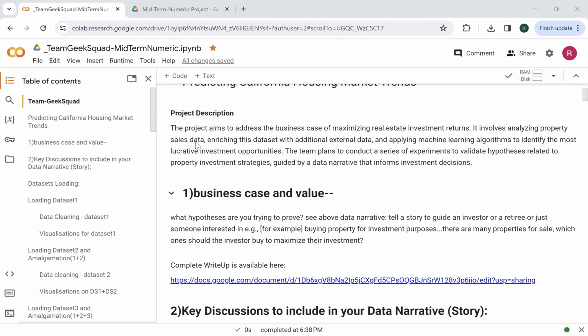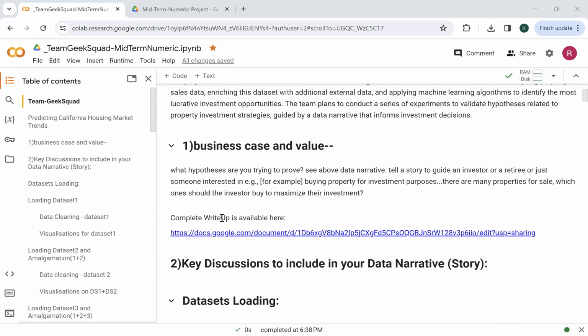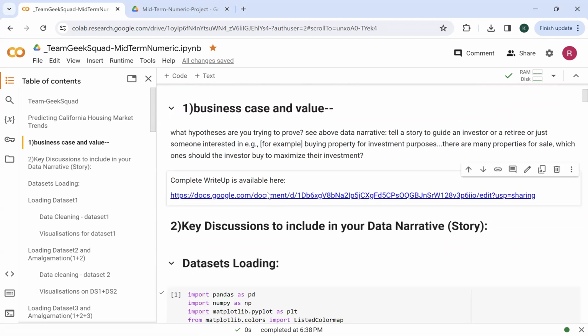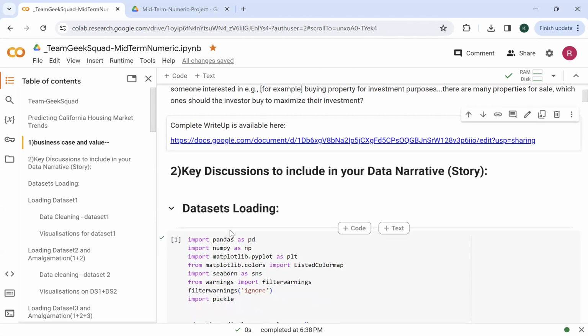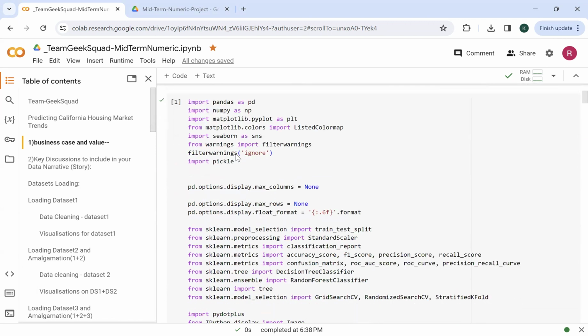We have written a detailed write-up of this project in this document, which is uploaded in the shared drive. Now let's look at the datasets.